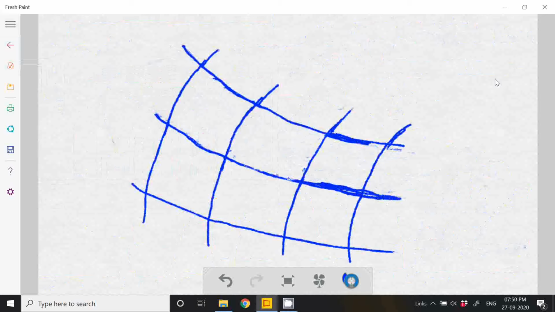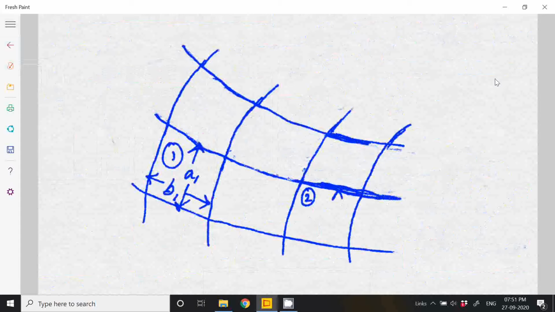Okay, so now suppose in one field, let me consider the dimensions as b1 and a1, and suppose this one is field 1. Now let us consider this one as field 2. Here let us consider the dimensions as a2 and b2, and suppose this one is field 3 and the dimensions are a3 and b3.